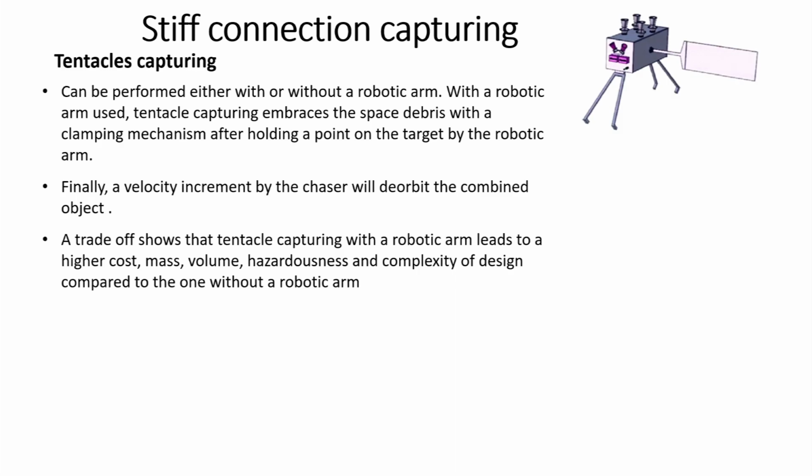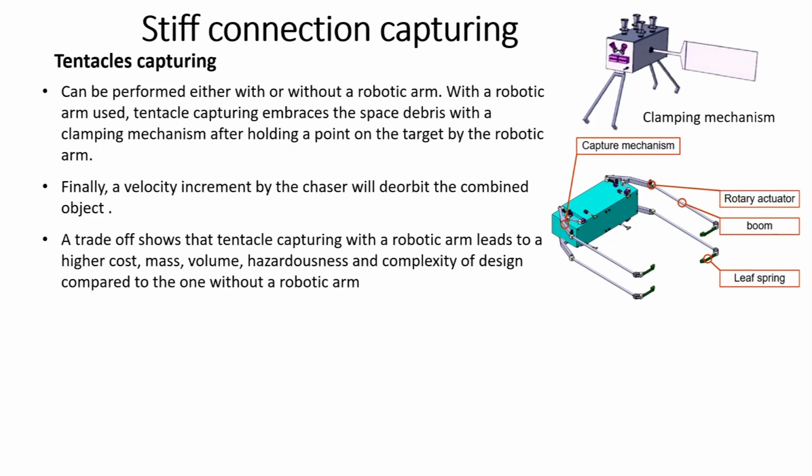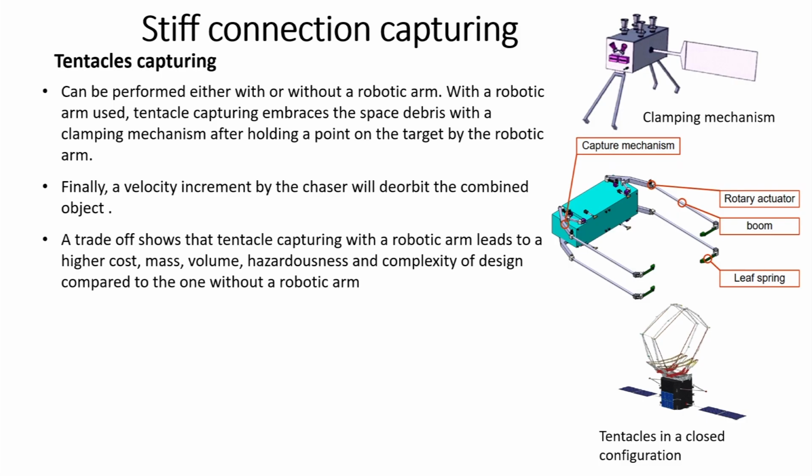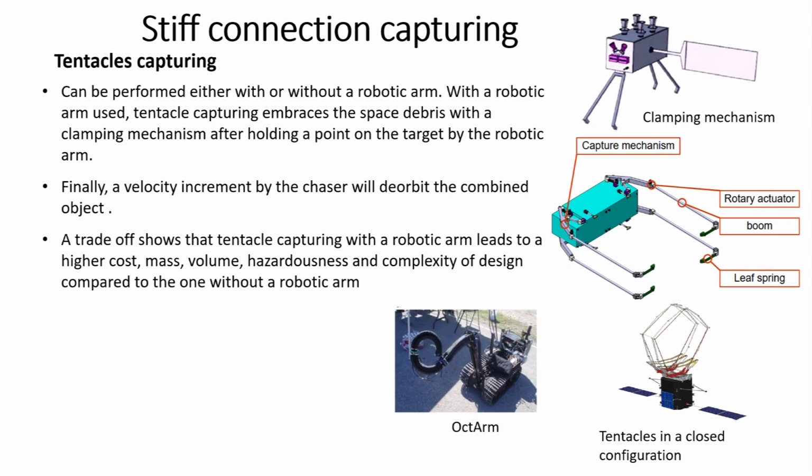So, you can see this schematic, or the cartoon, which shows the capturing mechanism. It has the rotary actuator, then this is the boom, and these are the lift springs, and finally, you can have the structure like that. This is in the closed configuration.